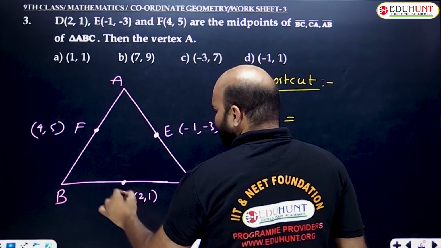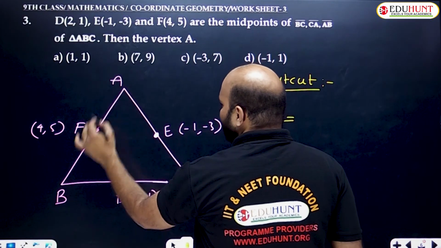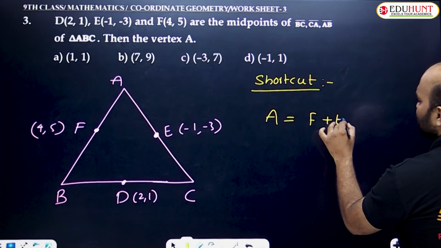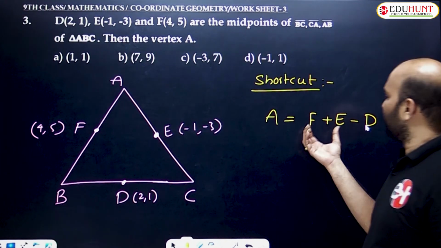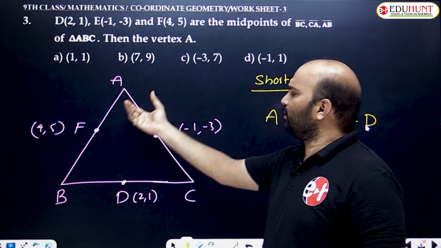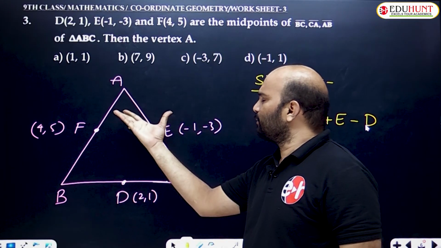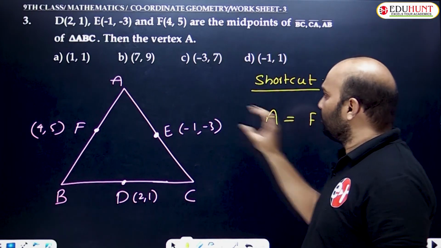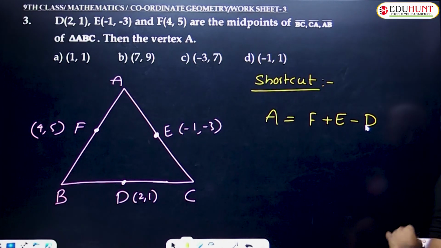So what is the opposite of A? D. Which midpoints are adjacent to A? F and E. Therefore it can be written A equals F plus E minus D. This is a formula. If it is asking for vertex A, which midpoints are near to A? The adjacent ones should be added, and the opposite one subtracted from the remaining two. So clearly we need to observe.